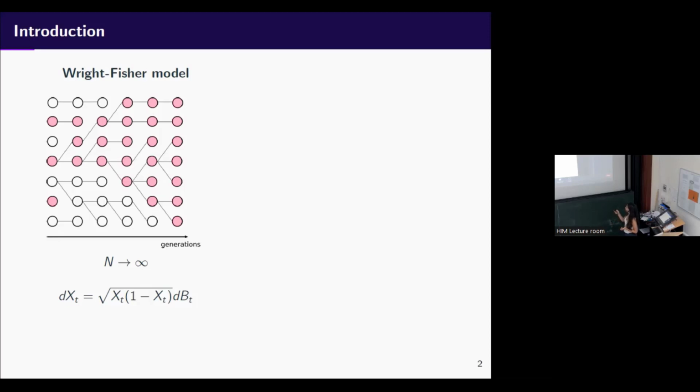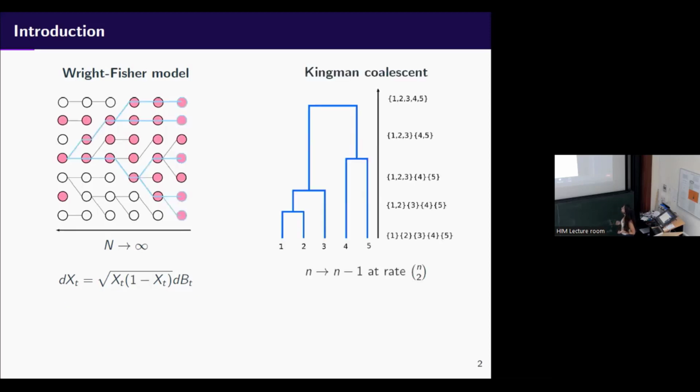So as some of the other speakers already explained, if you take a sample of individuals from the present generation and you trace back the ancestry, so you look at this graph that connects each individual to his or her parent, you get a tree. And again, if you properly rescale time and take the population size to infinity, this object converges to the Kingman coalescent, which is this object that is a partition valued process in which blocks merge at size 1.